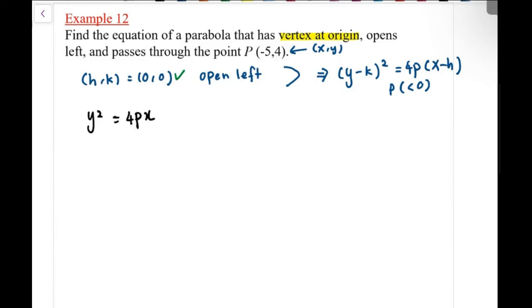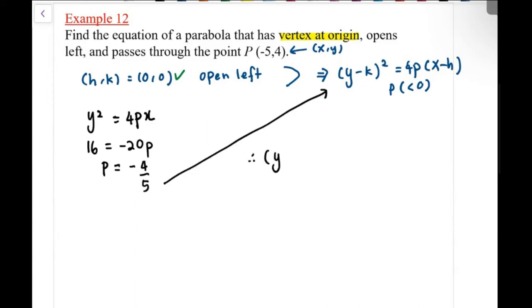Kita tak dapat nilai P je. So point tu kita gantilah nak dapatkan value P kan. So we would have now 16 is basically negative 20p. So finally, P in this case would be negative 4 over 5. So, kita dah bolehlah ganti balik dalam standard equation parabola to obtain our final answer. So, Y squared, bukan Y minus lagi dah sebab dia 0 tadi kan. Y squared equal to negative 16 over 5x. Alright, so that is our parabola equation.